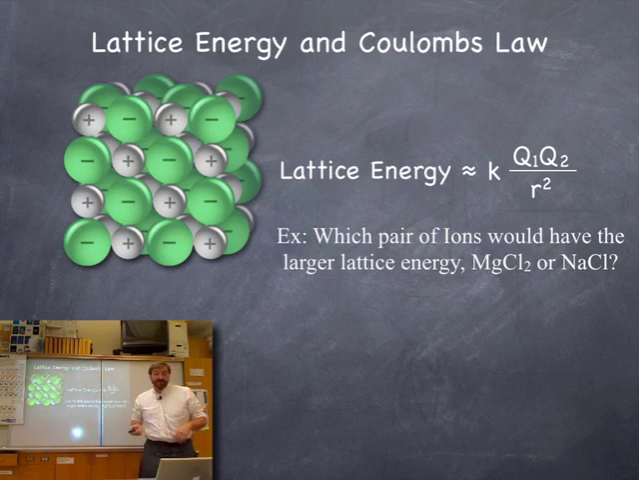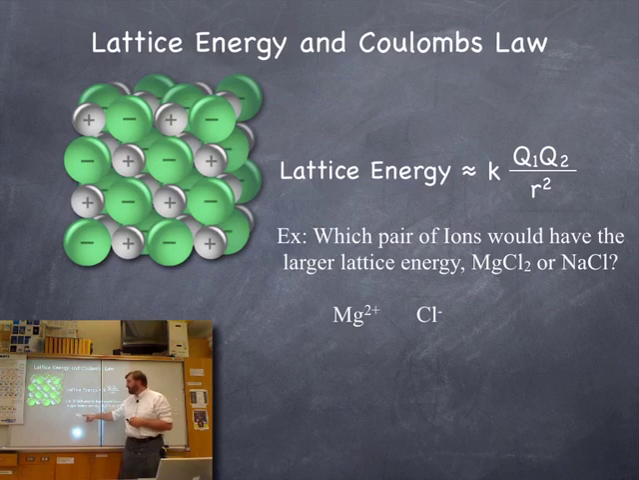So did you get magnesium has a +2 charge, right? Second column on the periodic table. The chlorine is a -1, second to last column. How does the magnesium charge compare to the sodium charge? Sodium is a +1, but chlorine is a -1.